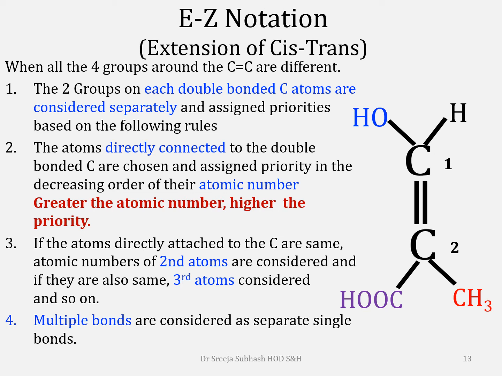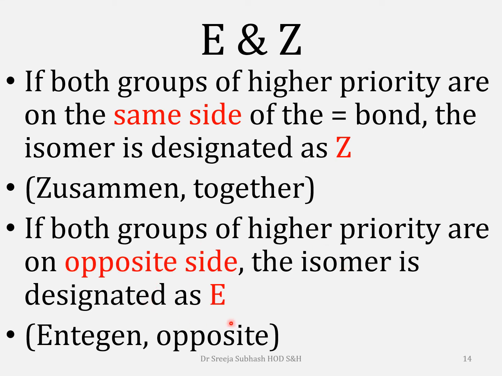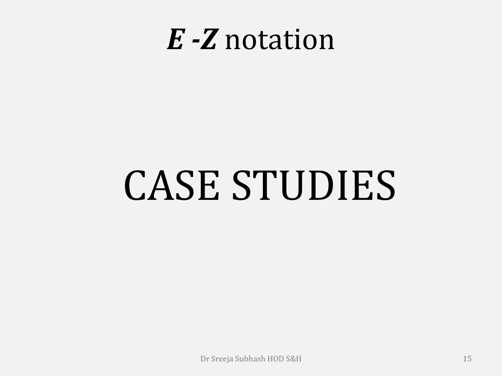But once the priority is known to us, how are we going to name the compounds? Let us move on and see how we are going to name. This is how we name the compound. That is, if both the groups of higher priority are on the same side of the double bond, the isomer is designated as Z, Zusammen, meaning together. So obviously, if the groups of higher priority are on opposite sides, then the isomer is designated as E, that is Entgegen, meaning opposite. We will know it better if we do some examples. Let us try to assign E-Z notation to some real molecules. We will understand the nomenclature better by considering a few case studies.